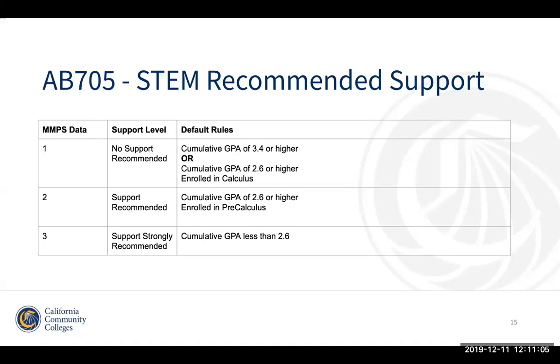When we look at the STEM recommendation, in addition to looking at GPA, we also look at course completion information. So in the instance where a student may have a little bit of a lower GPA, if they're currently enrolled in or have completed calculus, their recommended level of support is going to change a little bit. So STEM is a little bit different from SLAM and from English, which are solely based on GPA. For STEM, we do use GPA, but there are other situations where we look at what courses have been completed by the student to determine the recommended level of support.